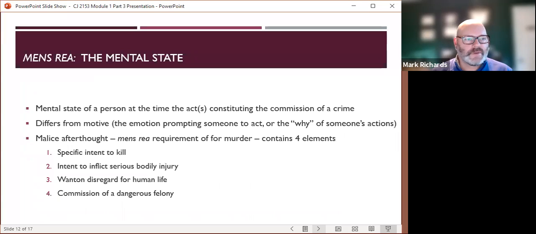Mens rea is the mental state. It's the mental state of a person at the time of the act constituting the commission of a crime. This differs from motive. The motive is the emotion prompting someone to act, or the why of someone's actions. Malice aforethought is a mens rea requirement for murder and contains four elements: specific intent to kill, intent to inflict serious bodily injury, wanton disregard for human life, and commission of a dangerous felony.